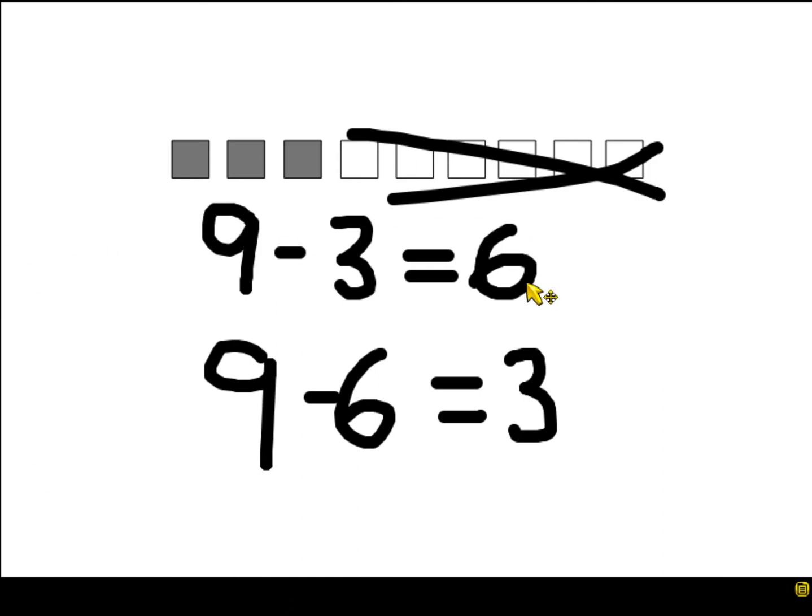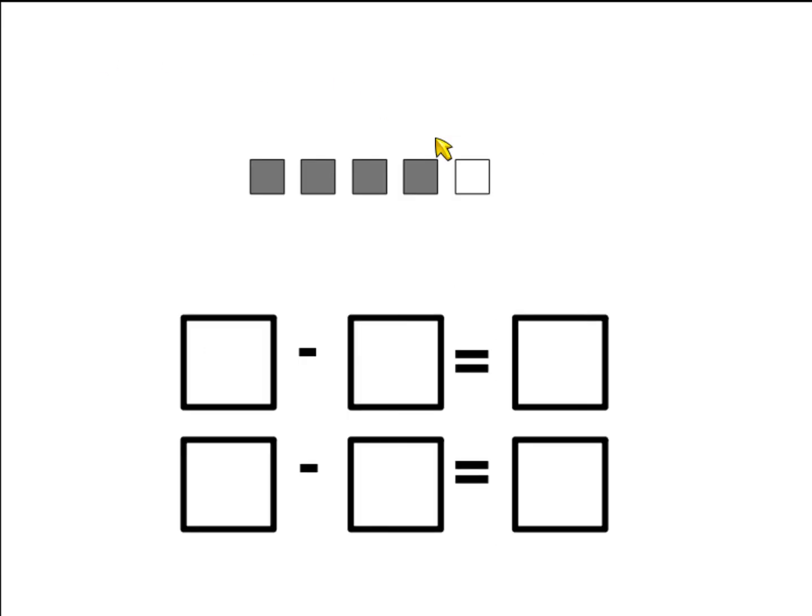With adding, the biggest number goes last. With takeaway, the biggest number goes first. Because when you do takeaway, you have to start with all of them. And with adding, you end up with all of them. So now we're going to take away. So we have to start with all of them, the biggest number. 1, 2, 3, 4, 5.